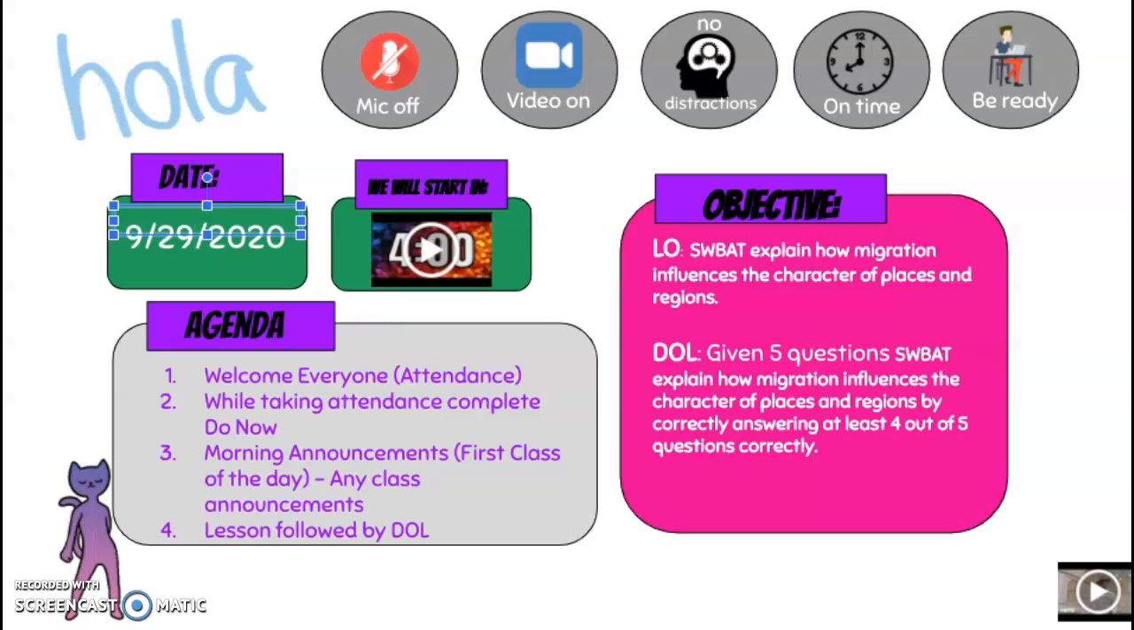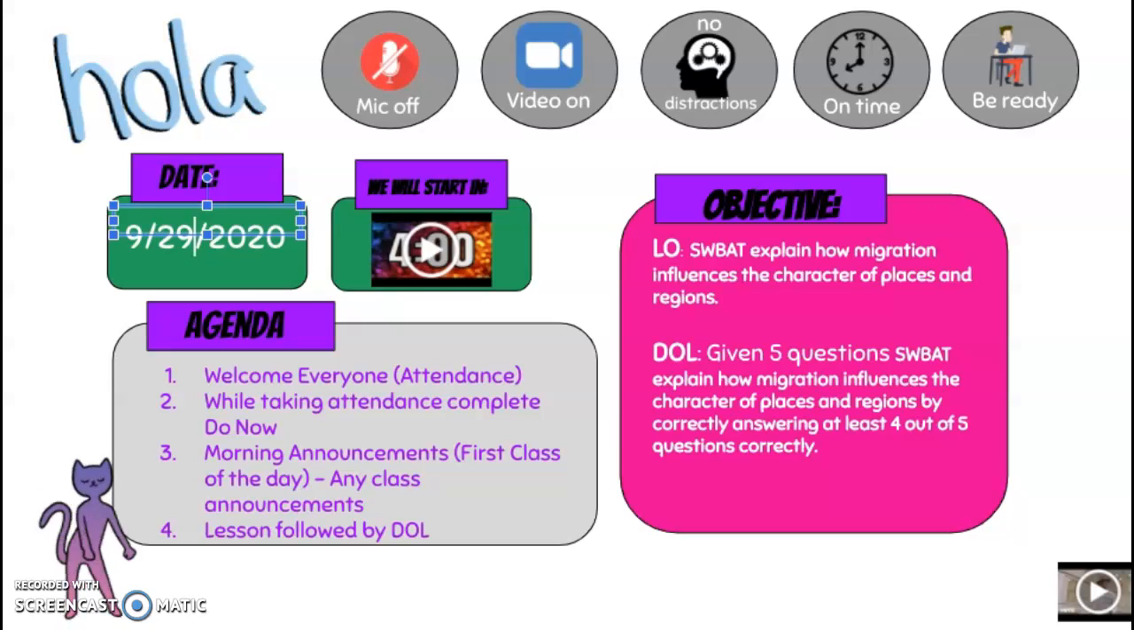Today is Tuesday, September 29th, and we will continue discussing topics in geography. Just a quick reminder what geography is: the study of the world, its people, and the landscapes they create. Remember, there are two very important parts of geography: human and physical geography. Okay? So today's objectives, we will explain how migration influences the character of places and regions.